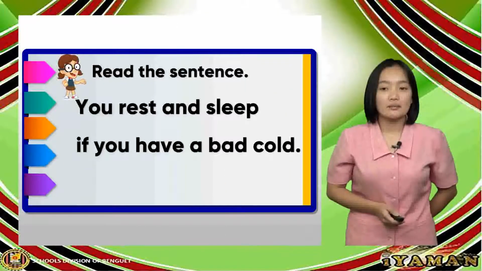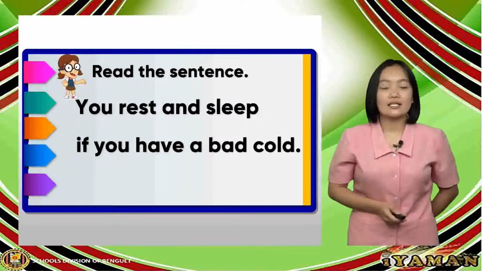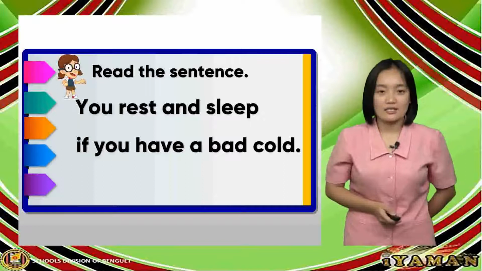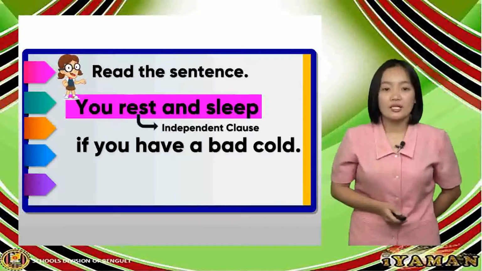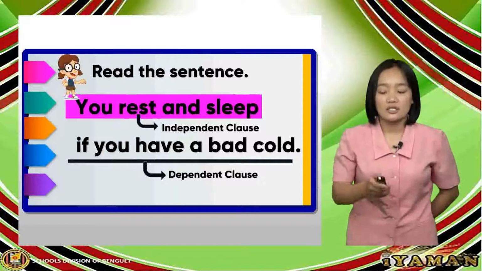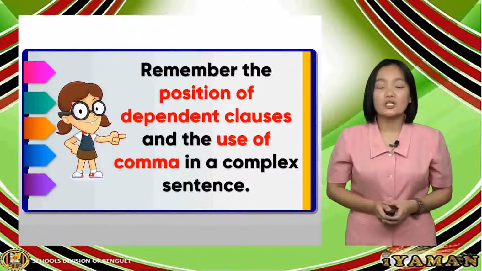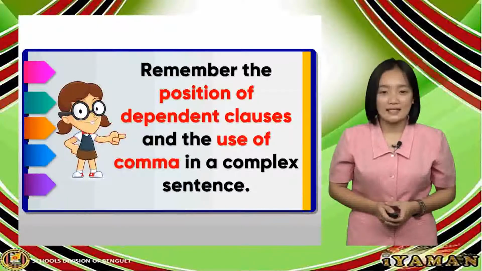You rest and sleep if you have a bad cold. This sentence is an example of a complex sentence. It has an independent clause and a dependent clause joined by a subordinating conjunction, if. Remember the position of dependent clauses and the use of comma in a complex sentence.